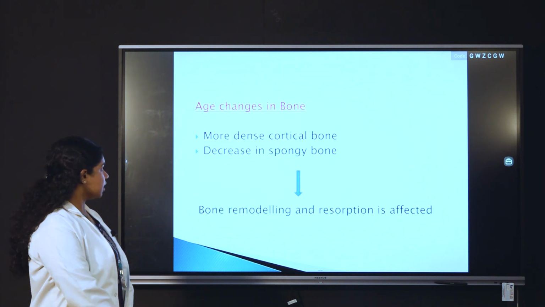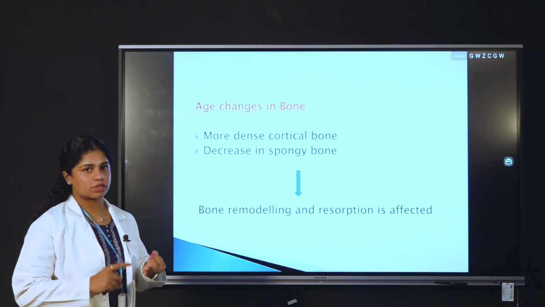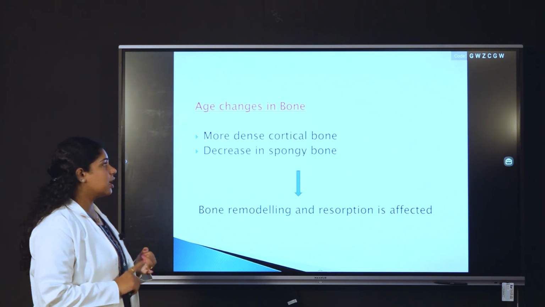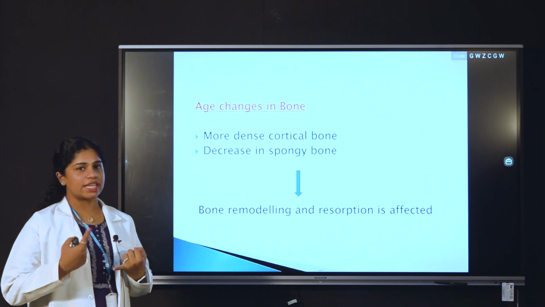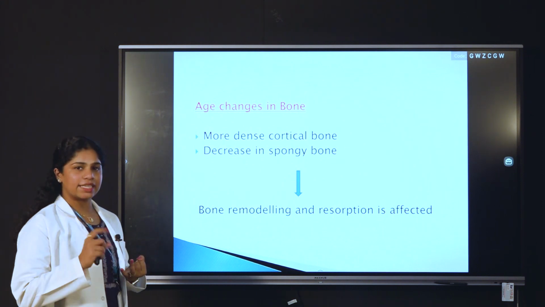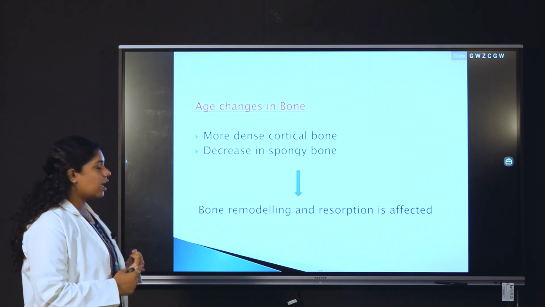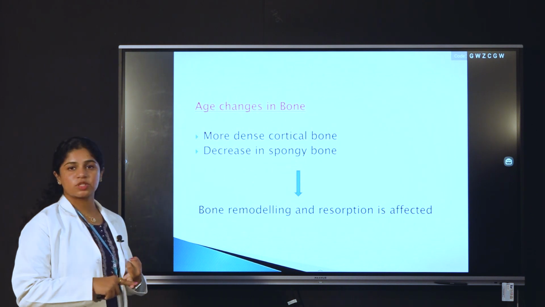Age changes in bone. In bone, there are two kinds of bone, the cortical and spongy bone. The cortical bone gets more dense and the spongy bone decreases. So what will that lead to? The remodeling and resorption is affected.